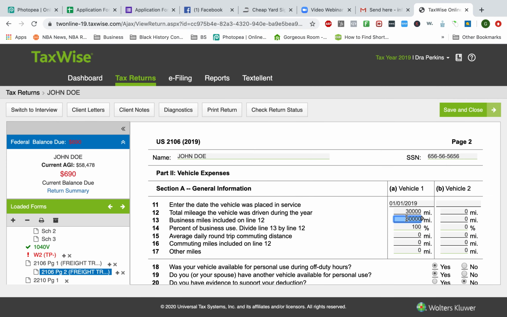So, for an example, let's just say this guy drove way more than that. Let's say he drove 45,000 miles.